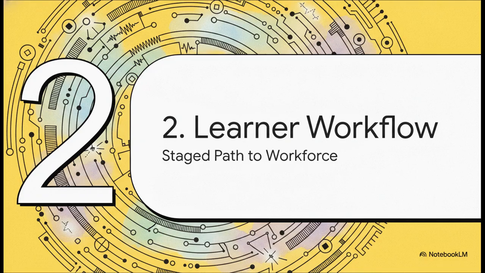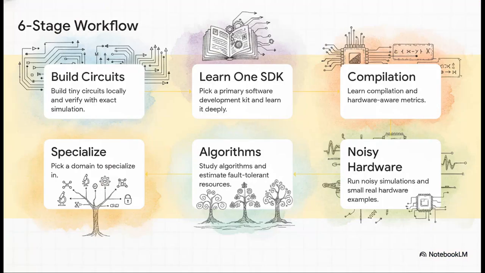Moving on to Section 2, the 6-stage learner workflow. Basically, your staged path to the quantum workforce. This 6-stage progression, it's rigid for a very good reason. You have to start small. Step 1 is building and verifying tiny circuits locally with exact simulation. Step 2, you pick one primary SDK and learn it deeply. In Step 3, you learn how to compile for actual hardware metrics, because your source code means absolutely nothing if it can't map to a physical device.